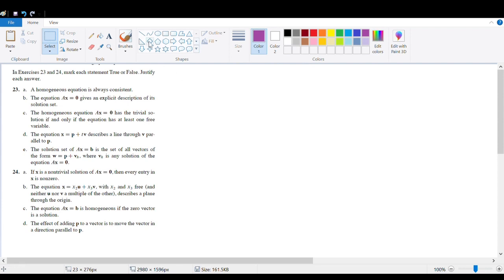In exercises 23 and 24, mark each statement true or false. Justify each answer. So the first one, a homogeneous equation is always consistent. This one should be true, because Ax = 0 always has a solution when x = 0, which is a trivial solution.